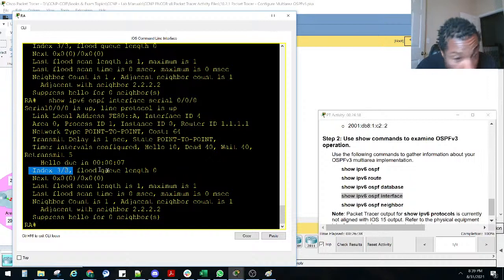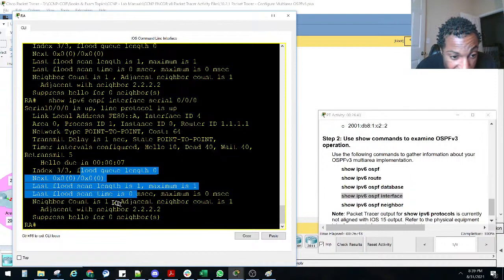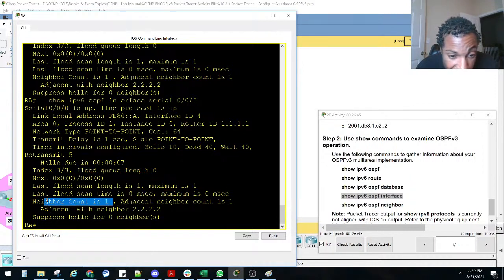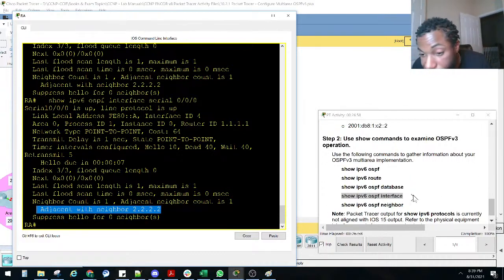Index 3 out of 3. I don't know what that is. We have all this other superfluous information right there. Neighbor count is 1. Adjacent neighbor count is 1. I don't know what that is. If you want to break some of this stuff down, you can do that on your own. Maybe I'll look into this on my own as well. I'm not going to sit here and harp on.